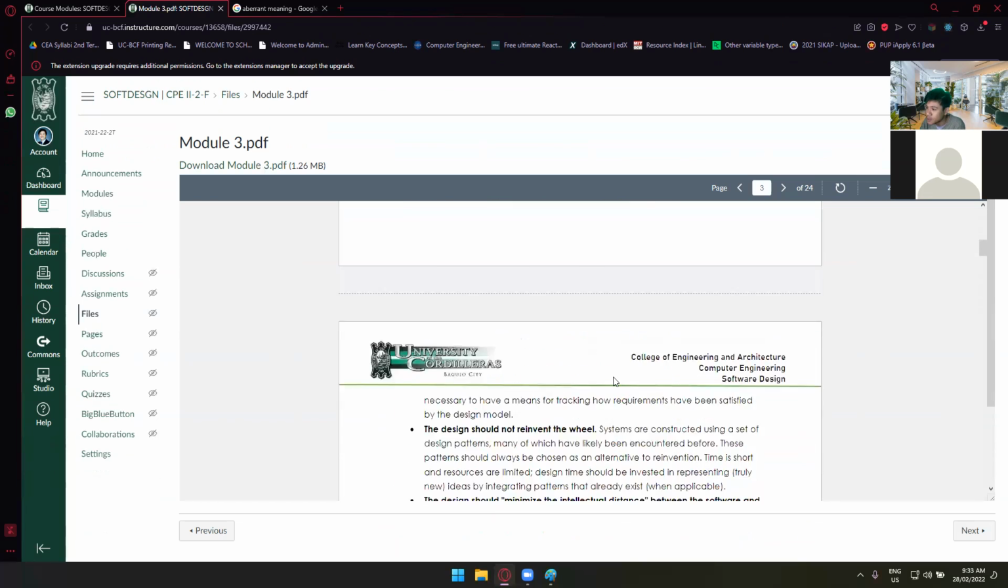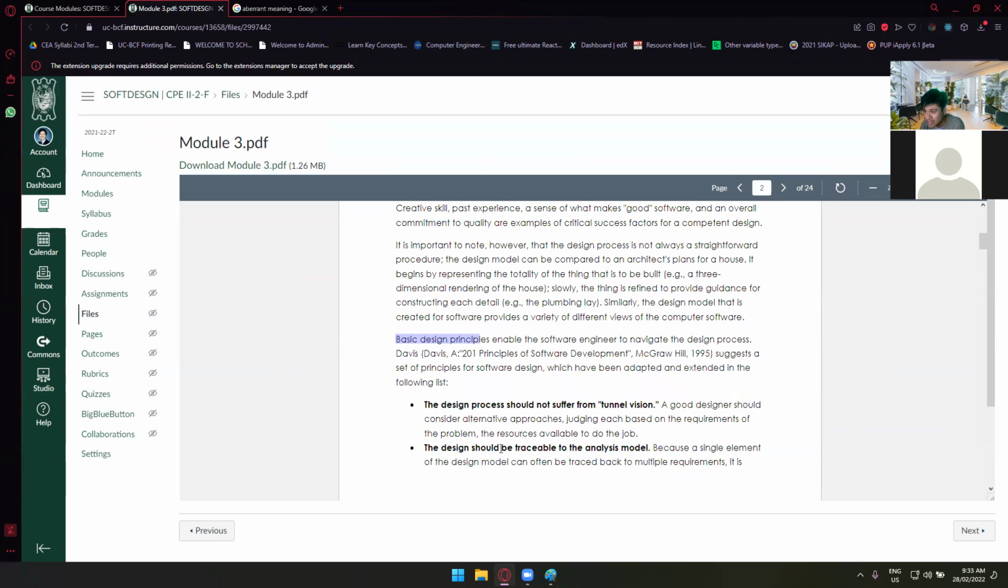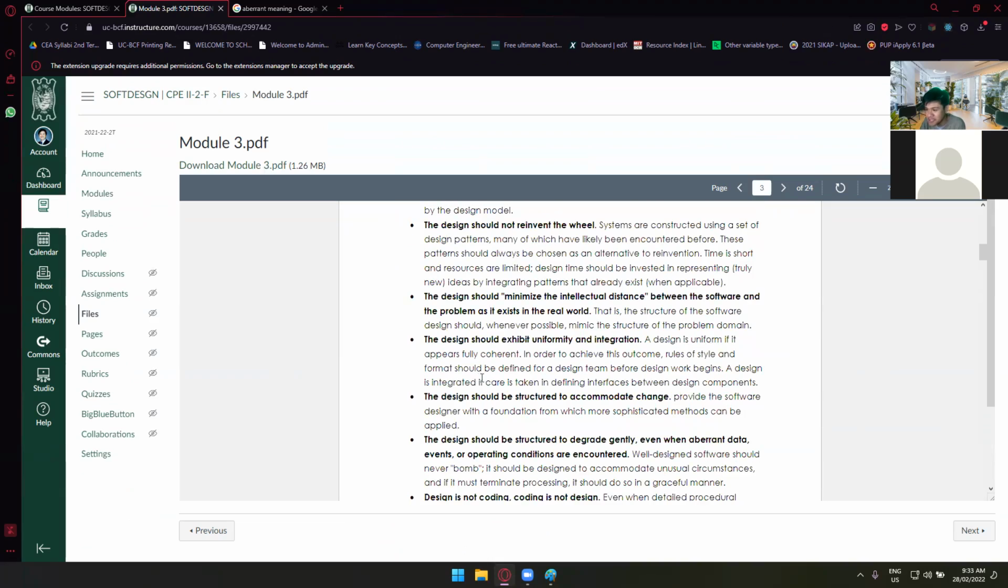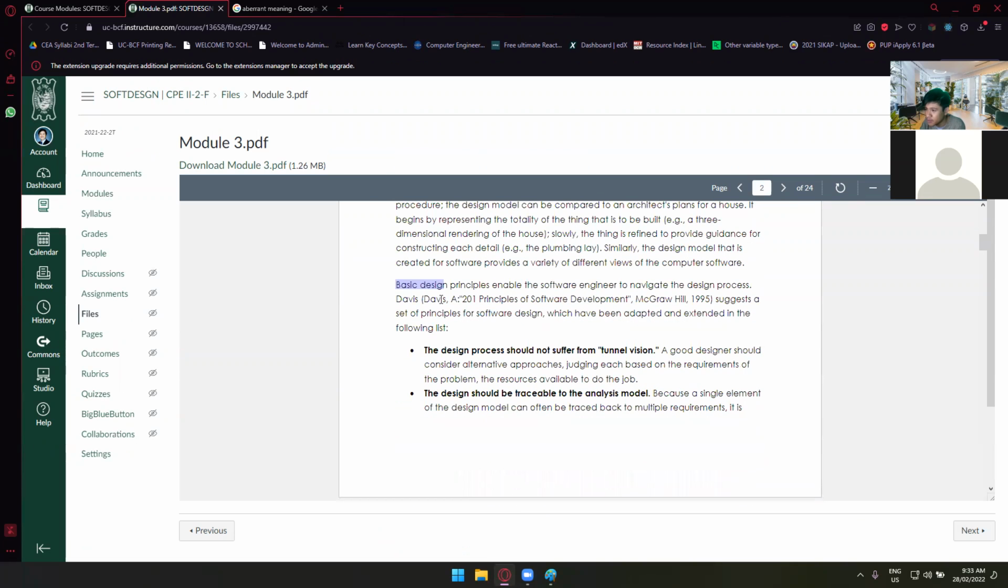Okay, so yeah, those are the principles. Again, this one is basic design principles, not software design principles, because software design principle is different from this basic design principle, which we are going to discuss later on. But yeah, are we clear so far? Were you guys able to follow those basic design principles?